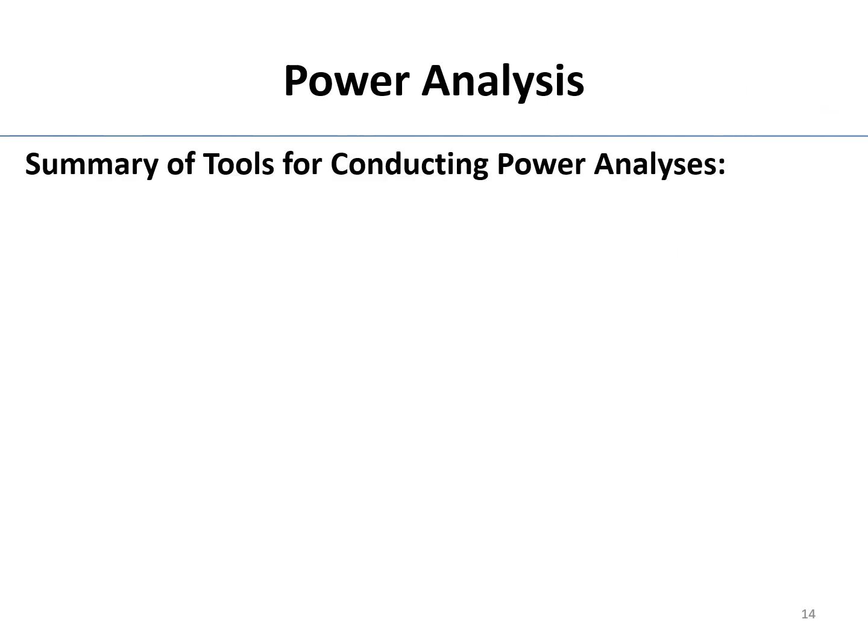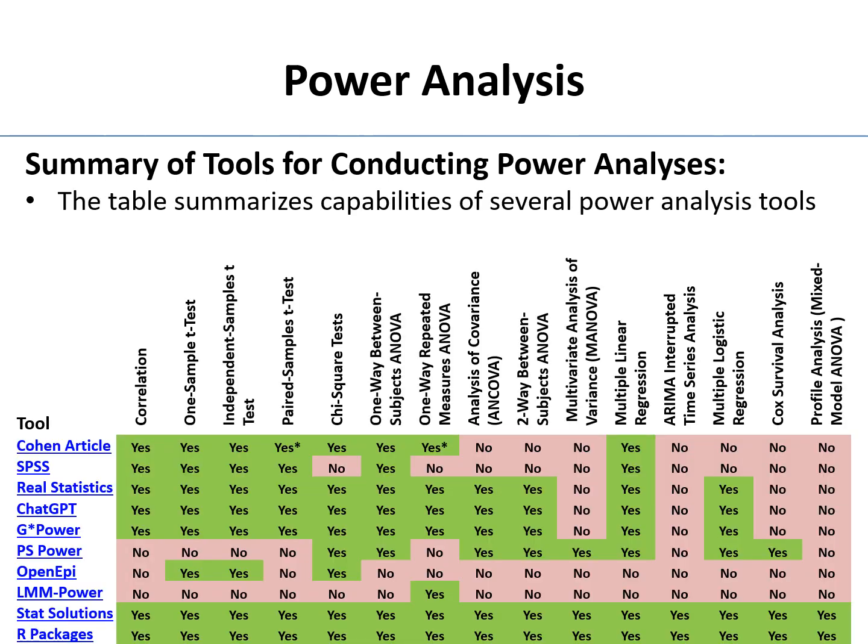So this slide presents a summary of the various tools that are available for conducting power analysis, including the ones that were on the prior slide and some others. So here's a big table. You can see the first couple: Cohen's article, SPSS, Real Statistics, ChatGPT we talked about, and then there are some others out there. Most of these are free. So G*Power, PS Power, LM Power, StatSolutions, and there are various R packages available. R is another statistical programming language.